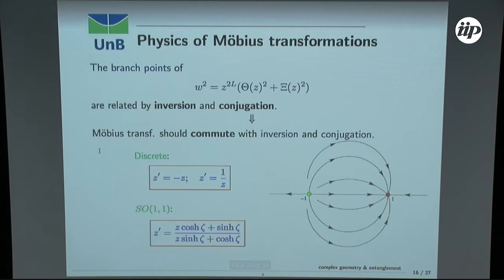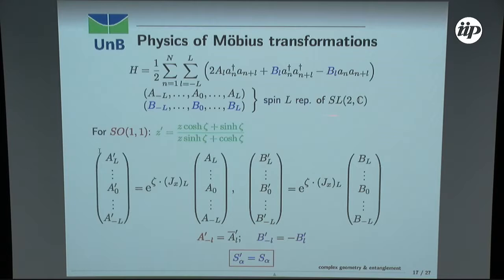I can consider some vector representing this Hamiltonian, and I have a representation of this SL2C on these vectors, containing the parameters of my Hamiltonian, the couplings. I can see how the Hamiltonian is changing under this SL2C transformation, and still the entropy is the same. And a cute thing is that this is a spin L, where L is the maximum range of the interactions. So this is my result.